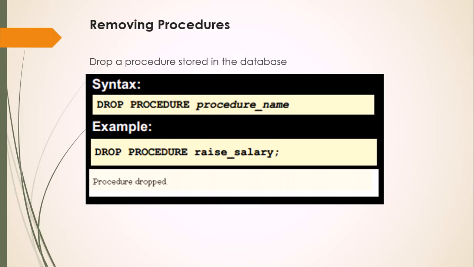Removing a procedure. Drop a procedure stored in the database. The syntax is drop procedure procedure_name. Example: drop procedure raise_salary.